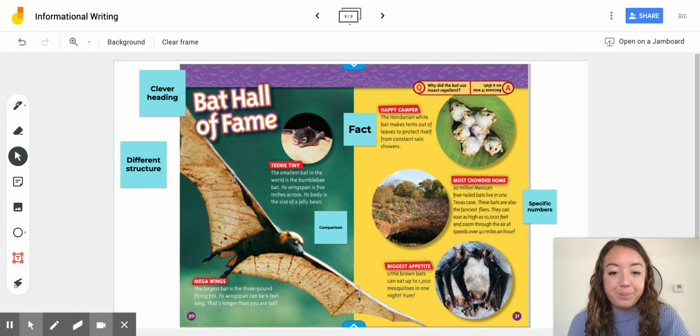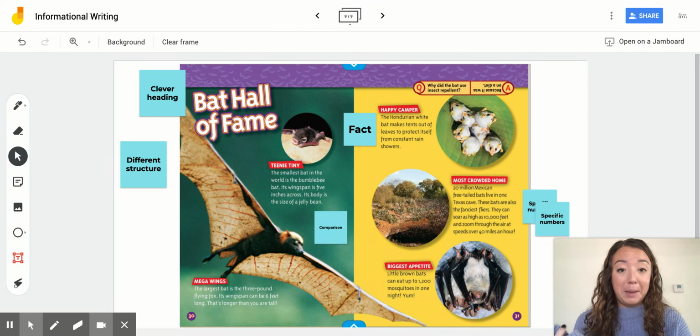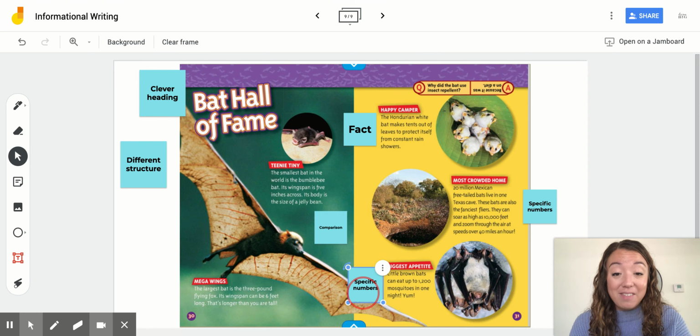I love that. Last part, biggest appetite. Little brown bats can eat up to 1,200 mosquitoes in one night. Yum! Ooh, not yum for me, but maybe yum for those bats. So again, in this example, in this paragraph, they use specific numbers. They told us 1,200. It's a lot of mosquitoes.